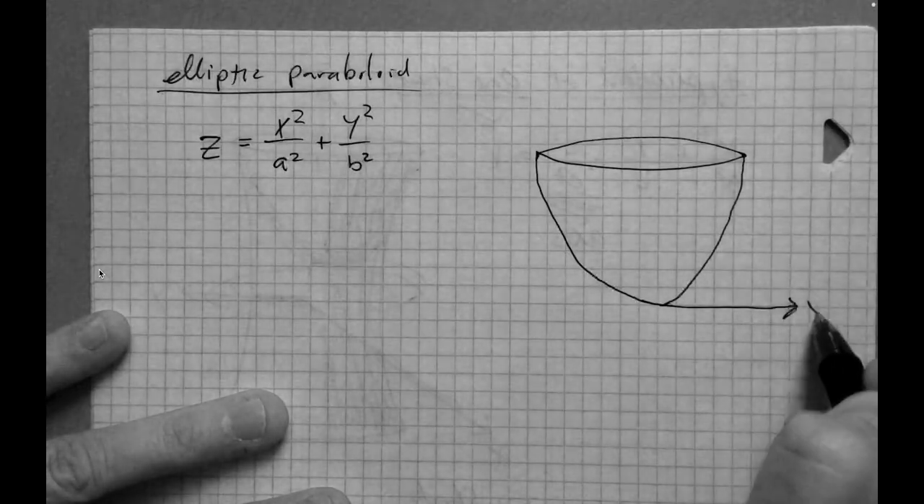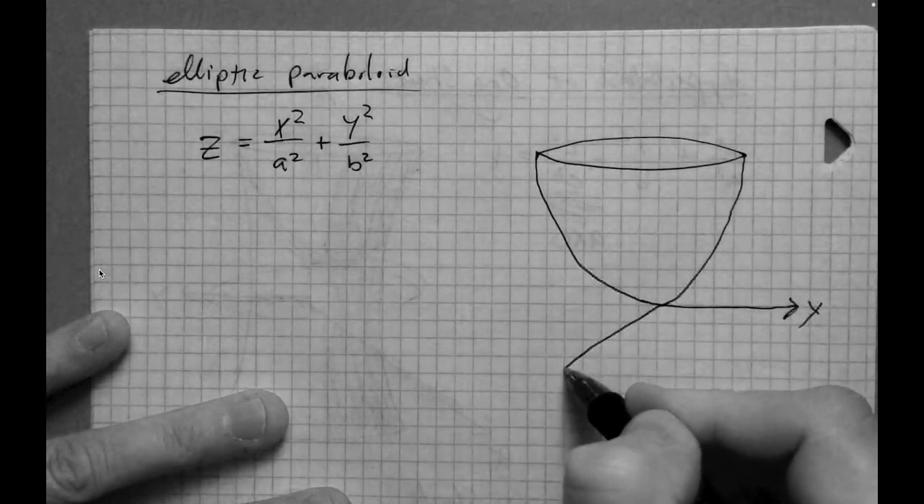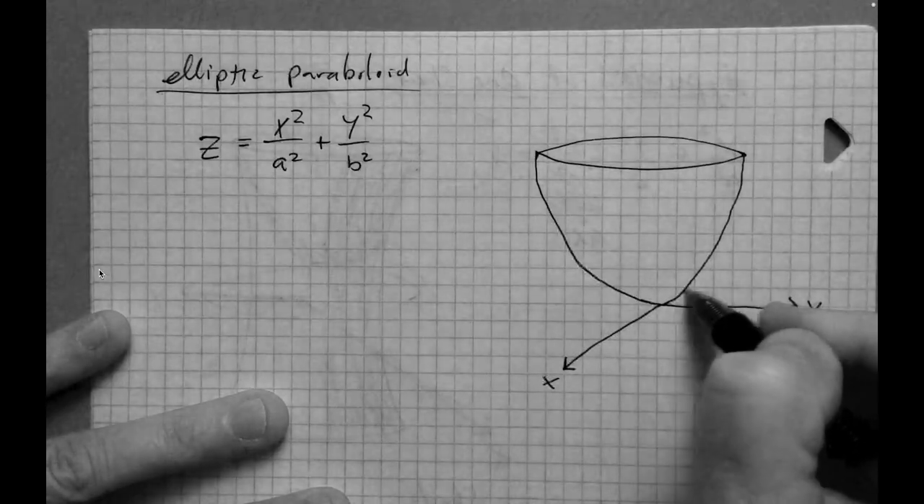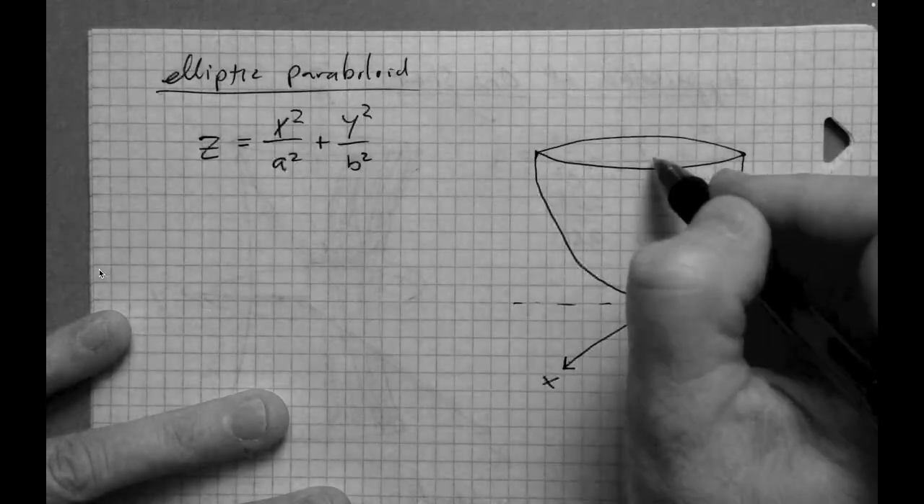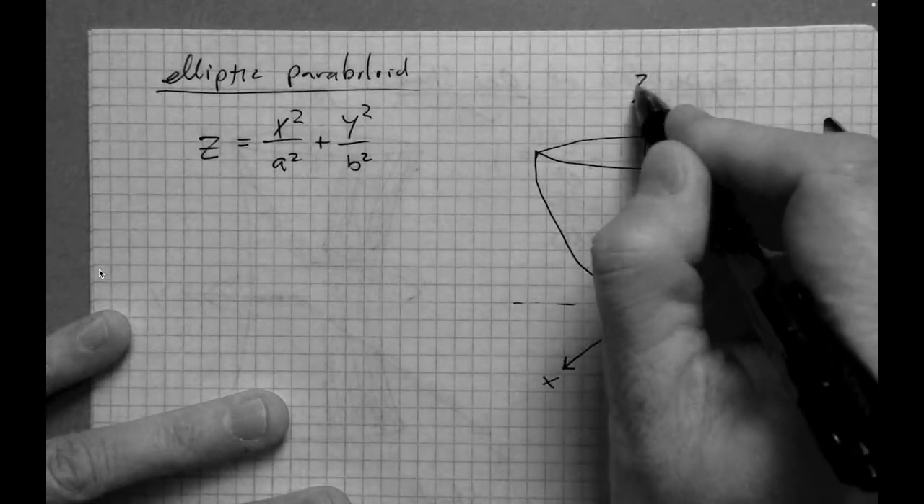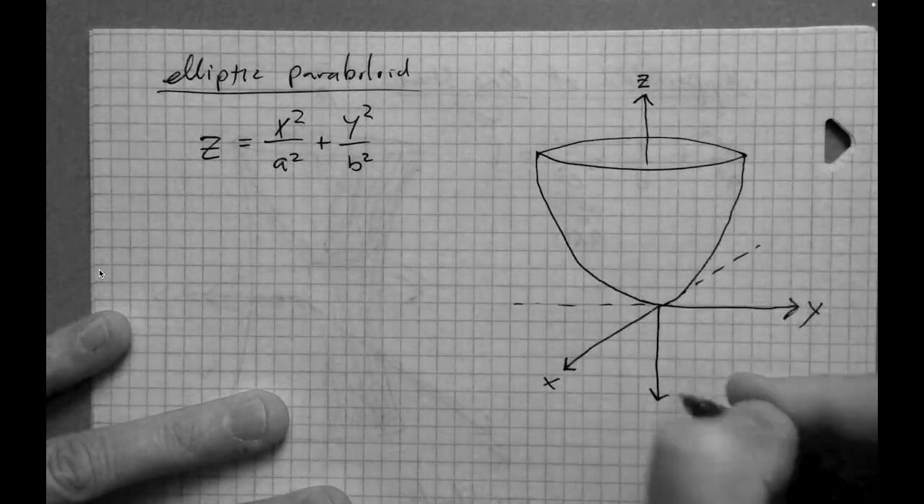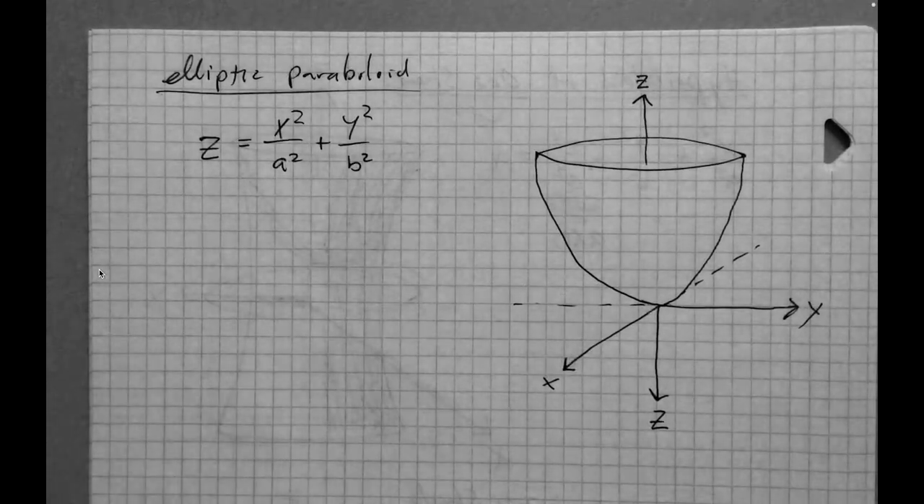So this would be your y-axis. Your x-axis would be naturally here, and your z-axis would be coming out of the top of the thing. Okay, so that would be the elliptic paraboloid.